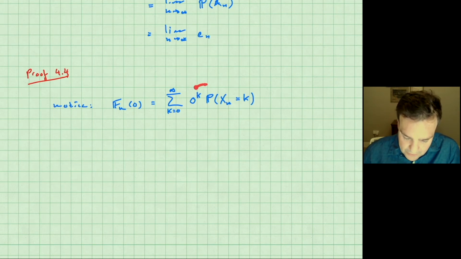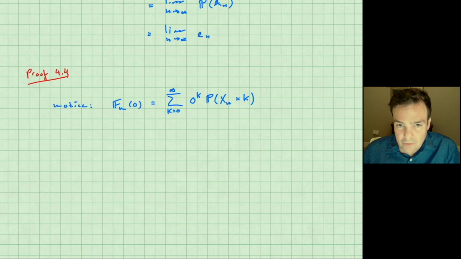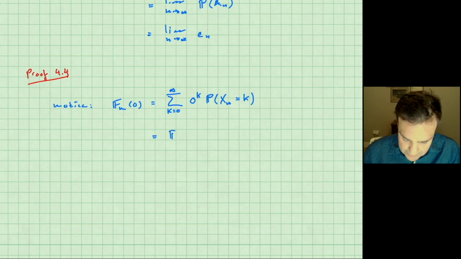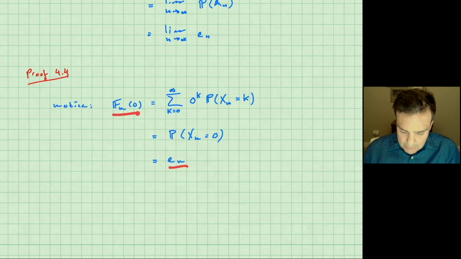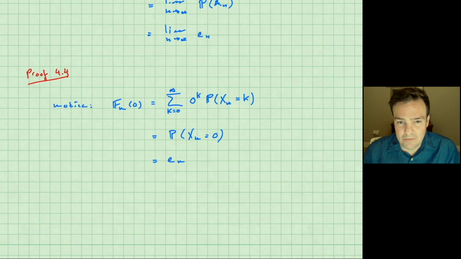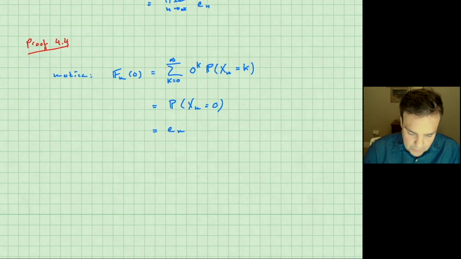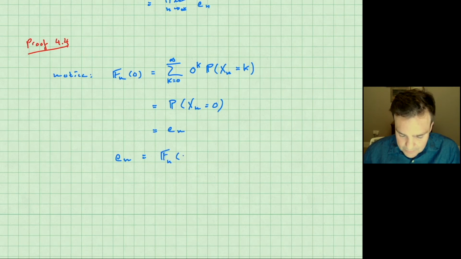And in this sum, all these terms get made 0 by 0 to the k, with the exception of k equals 0. And so this is actually just equal to the probability that X sub n is equal to 0, right? And that's the definition of E sub n. So we can write E sub n as the PGF F sub n evaluated at 0. Okay, so let's do that. We'll say E sub n is equal to this guy. We just showed this.